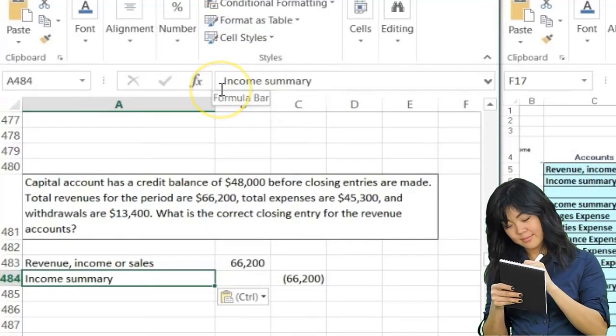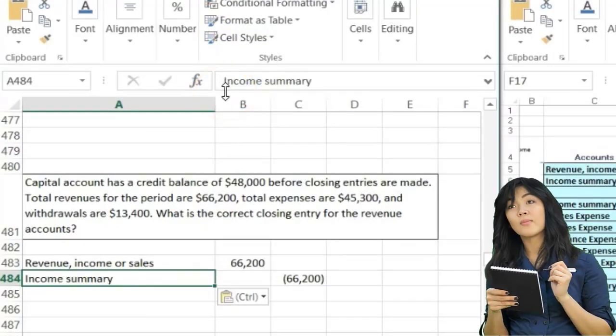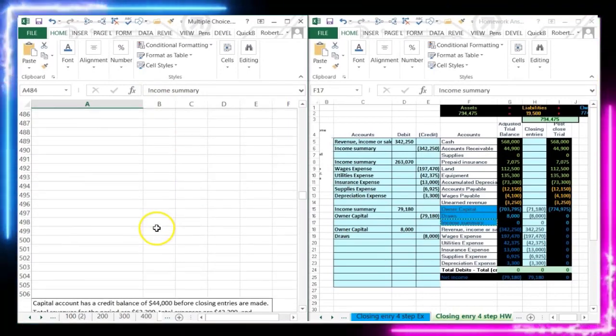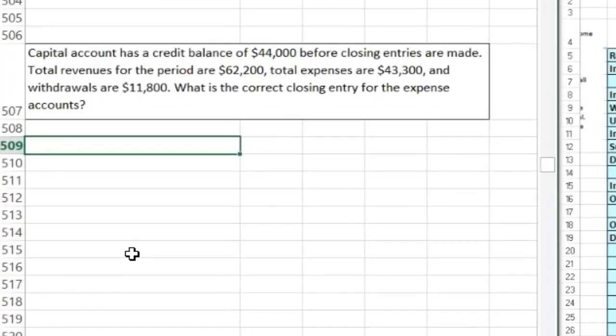So once again, that's the journal entry. It's only one of four. Then we would close out expenses. Then we'd close out the income summary to capital. And then we would close out the draws. Next one, capital account has a 44,000 before closing. Total revenues are 62,200, expenses 43,300, and withdrawals 11,800. What is the correct closing entry for expenses?